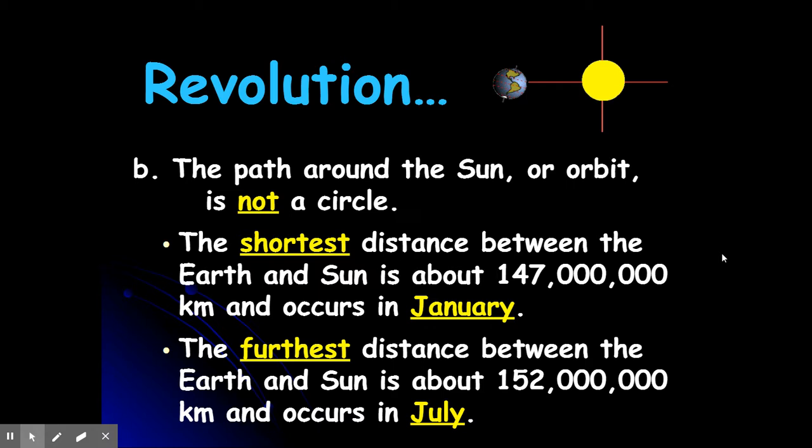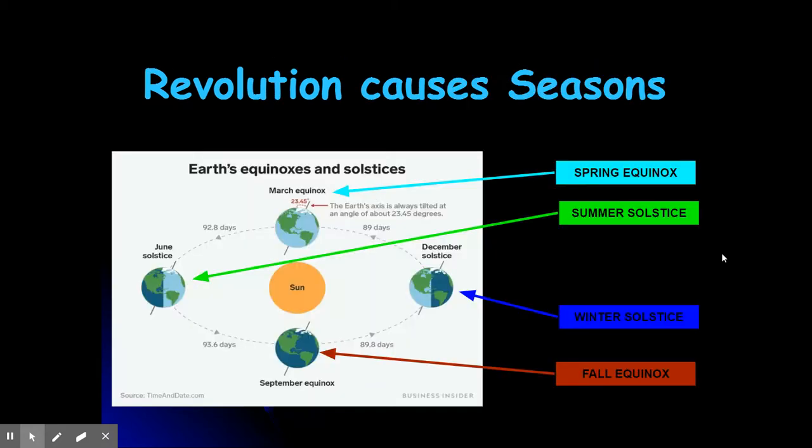In other words, our seasons, winter, summer, spring, fall, are not caused by how far away the Earth is from the sun. It is caused by something entirely different that we will talk about right now. Okay, it's the revolution and the tilt of the Earth that causes the seasons.